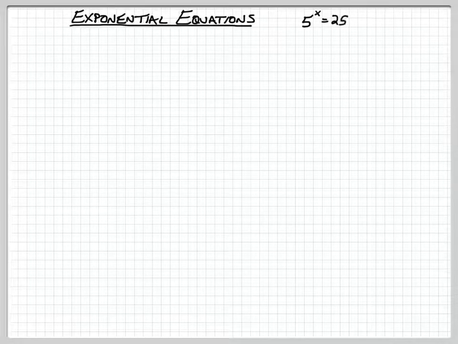If we have 5 to the x power equals 25, we're trying to find out what power x has to be to make this happen. Well, you're probably looking at that and you already know that x is going to be 2, right? But how is this happening? What's happening with this?